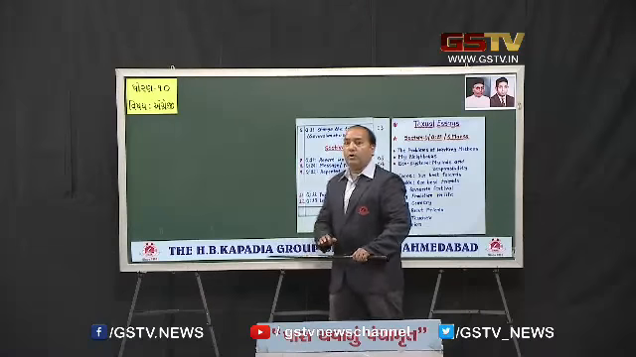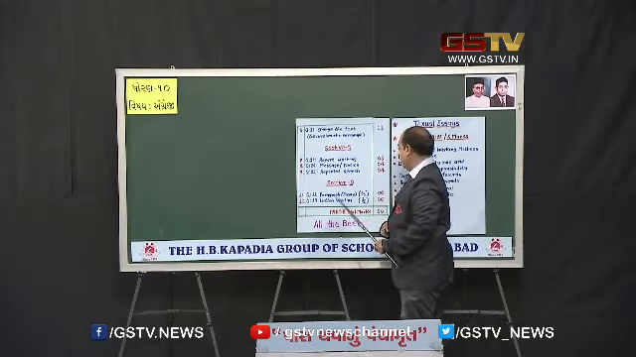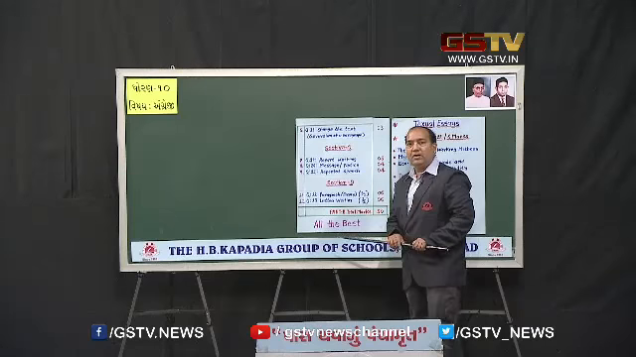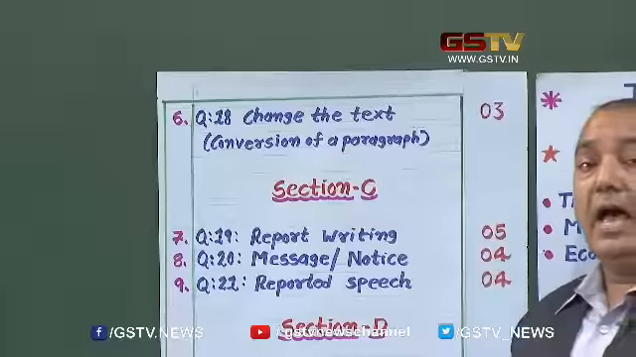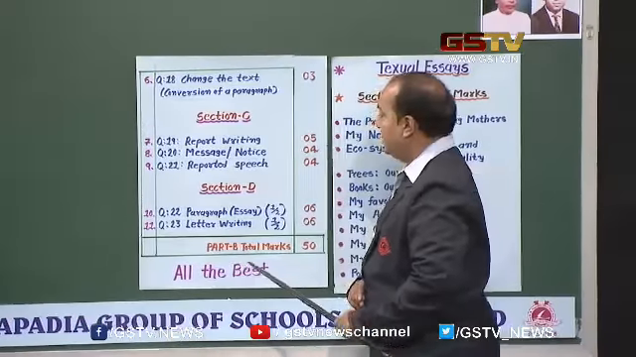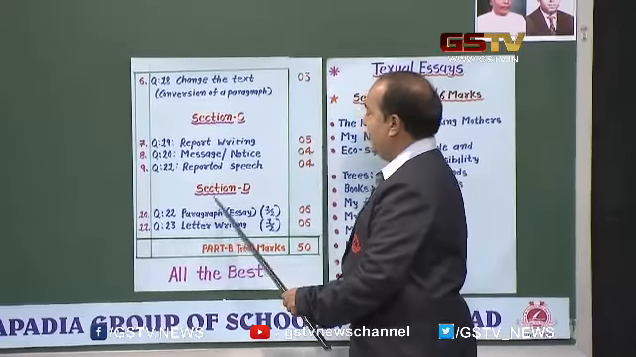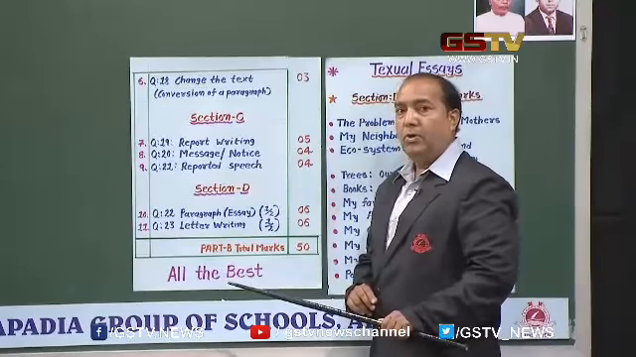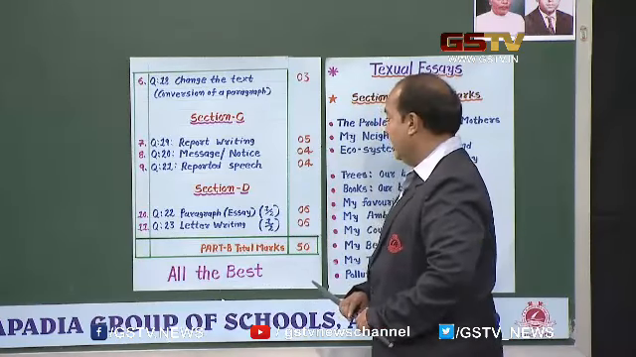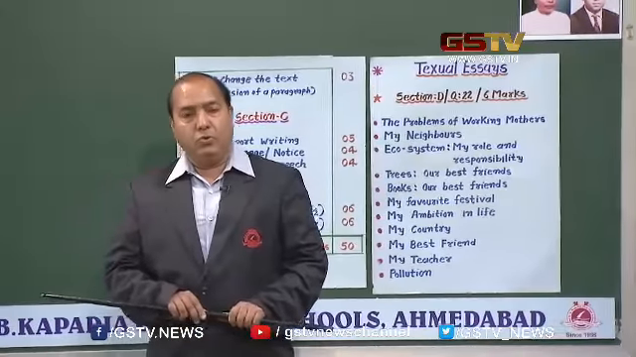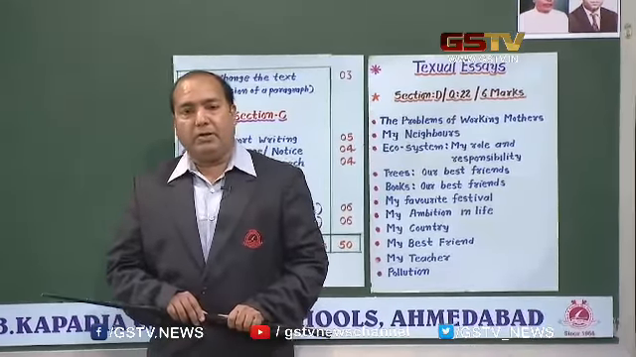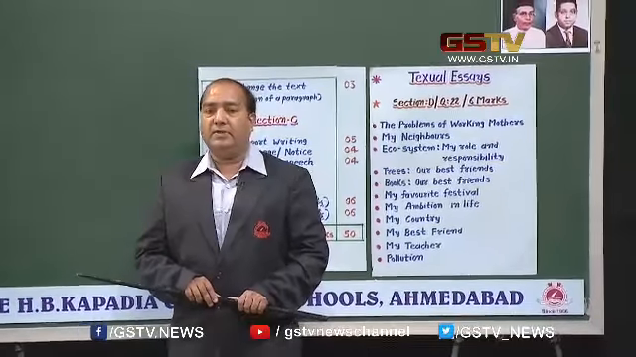Now we are going to discuss our Section D, which is important because in these questions you will be asked a 12 marks question. Students, in question number 22 you have to write essay writing. You have to write an essay out of 2, and you should write your essay in 100 words.